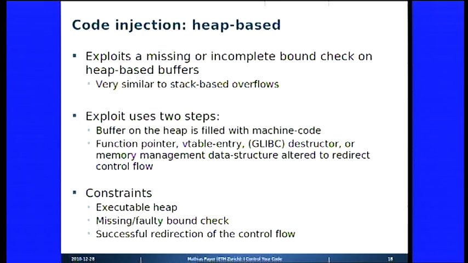control flow as well. We have to override a glibc destructor or also some memory alignment data structure or memory management data structure to redirect the control flow as well. The constraints that we have are an executable heap, missing or faulty bound checks, and a successful redirection of the control flow.